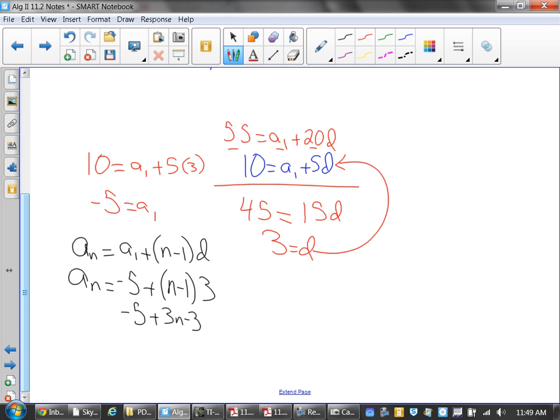And then the last bit you don't want to screw up on now. -5 minus 3. So the nth rule is 3n minus 8. That took a bit of time to get through that, doesn't it? That was just part A.